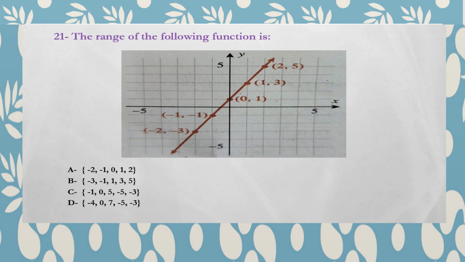Question 24, the range of the following function is. From this graph also he needs you to extract the range here. And the range, as we know, is the second component of the ordered pair. So this is the range of the function, and we can write the range as range equals minus 3, minus 1, 1, 3, and 5. And the correct answer would be B.